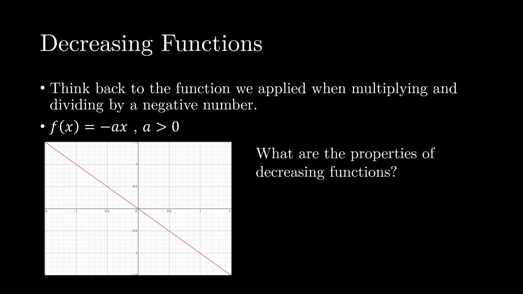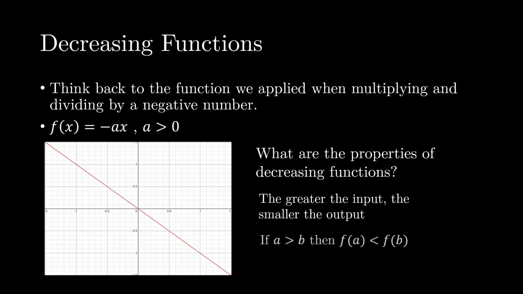So now let's think about the properties of decreasing functions. The greater the input, the smaller the output. And that's because the function is always going downwards, right? So the further along you go towards the right of the x-axis, the smaller the output. So if you think about an inequality where a is greater than b, then when you apply a decreasing function on both sides, that will change the inequality sign because of the properties of decreasing functions.